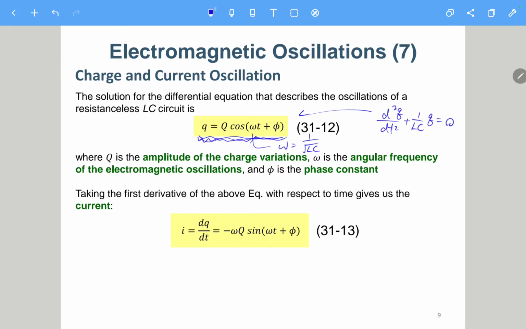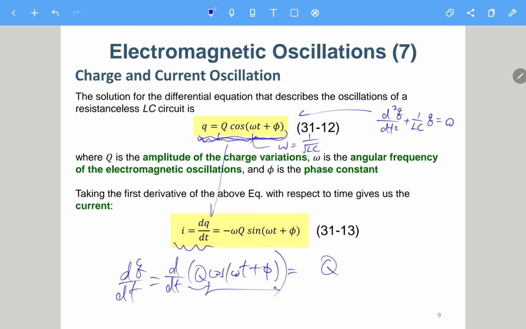Okay, so this is Q, and also you can just use I equals dq/dt, and then you plug this one into here and take the derivative. So you have dq/dt is d/dt of q cosine of omega t plus phi. Okay, so q is a constant, and then the derivative of cosine becomes negative sine of omega t plus phi. And then don't forget the chain rule: take the derivative for the argument of cosine with respect to time. The phi is a constant, so it vanishes, and then taking the derivative of omega t with respect to time, you have another omega in the front. So finally you get negative omega q times sine of omega t plus phi, something like this.